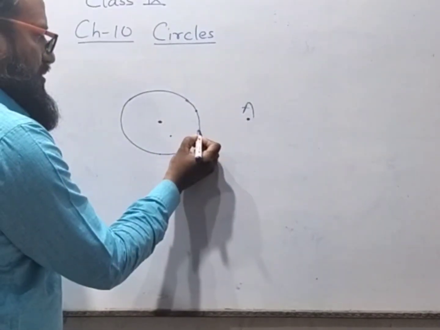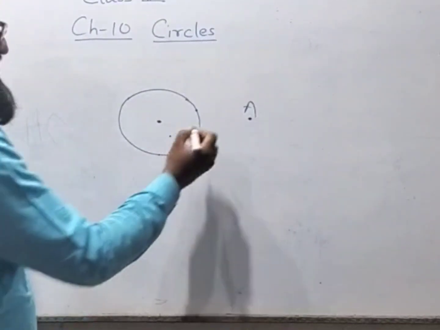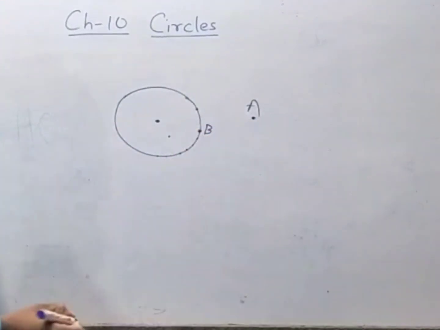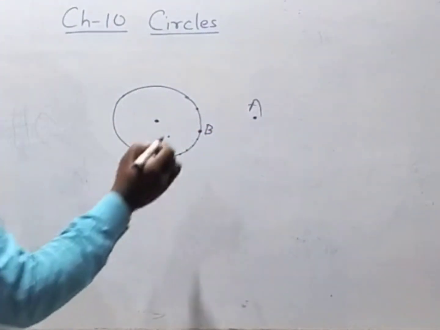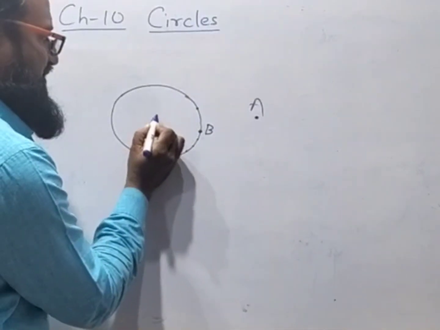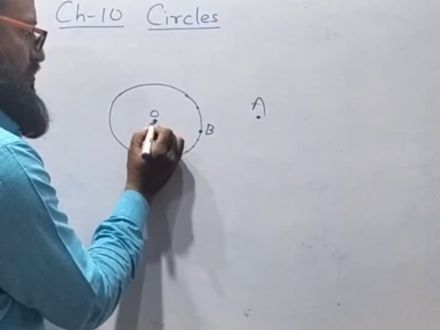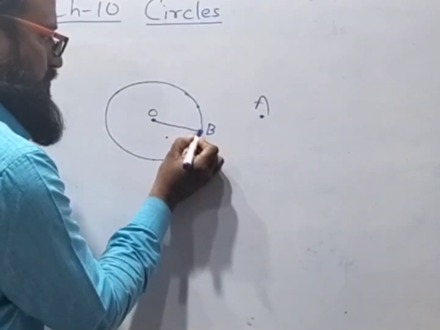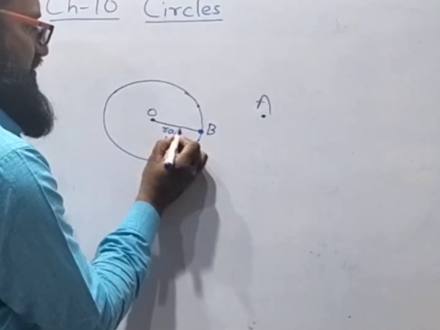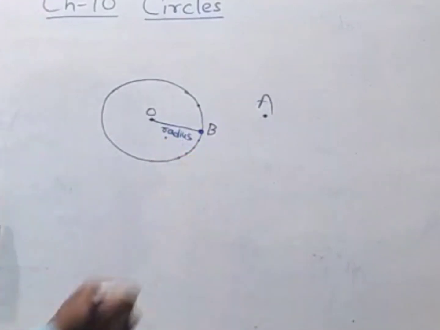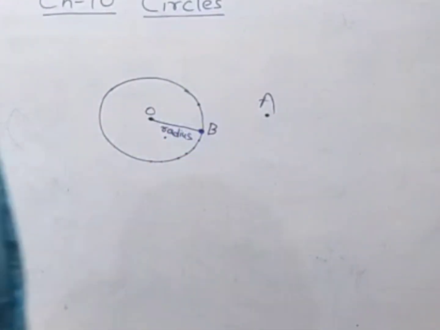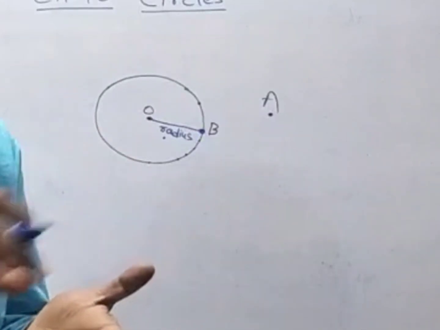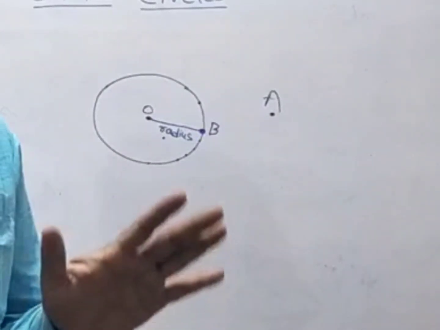Just take a point on the circle. Suppose that this point name is B. If we draw a line segment from the center to this point, then this is called radius. The line joining the center and any point on the circle is called the radius.